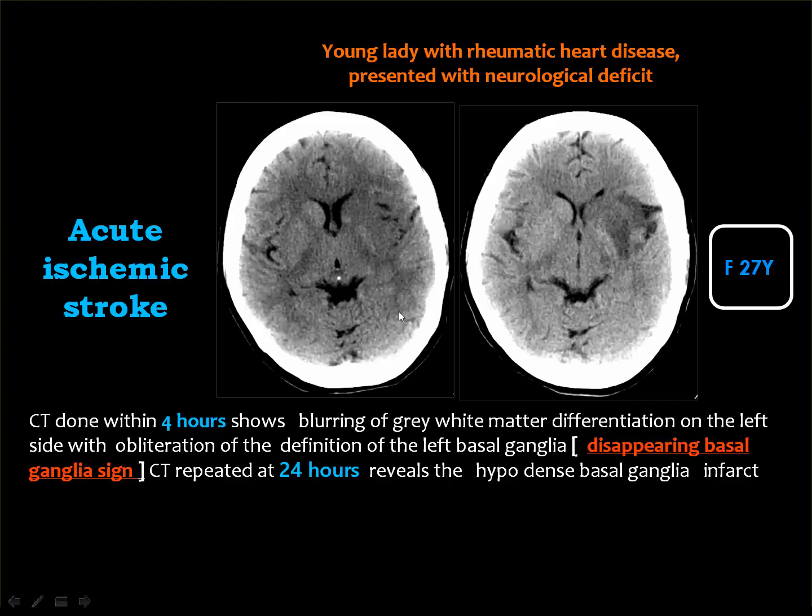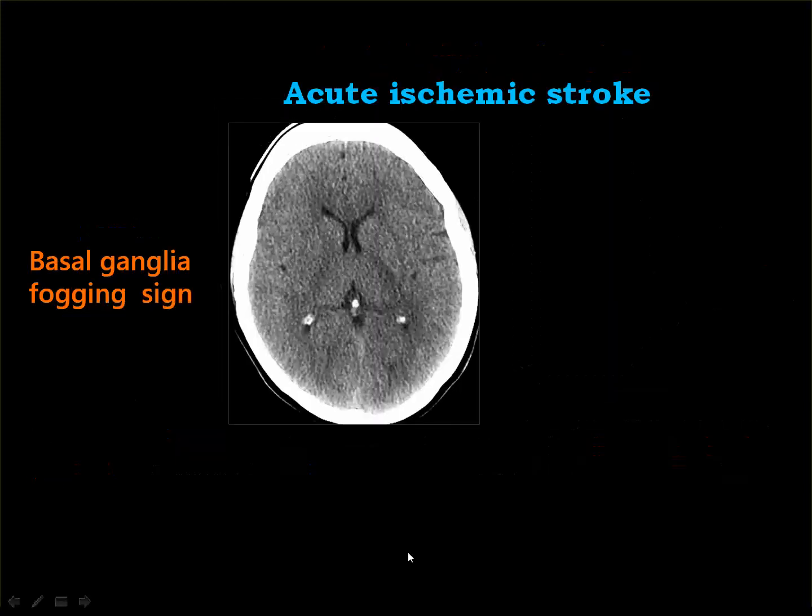Then hyperacute infarction is not seen in the CT scan, but can be predicted by the signs as I mentioned. Number one, the hyperdense vessel sign. Number two, the basal ganglia fogging sign. Then if I asked you about which is the possible site for an infarction to develop, right or left?